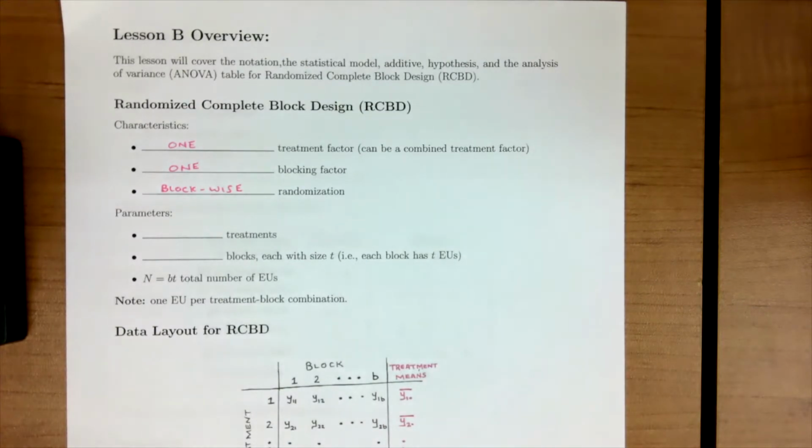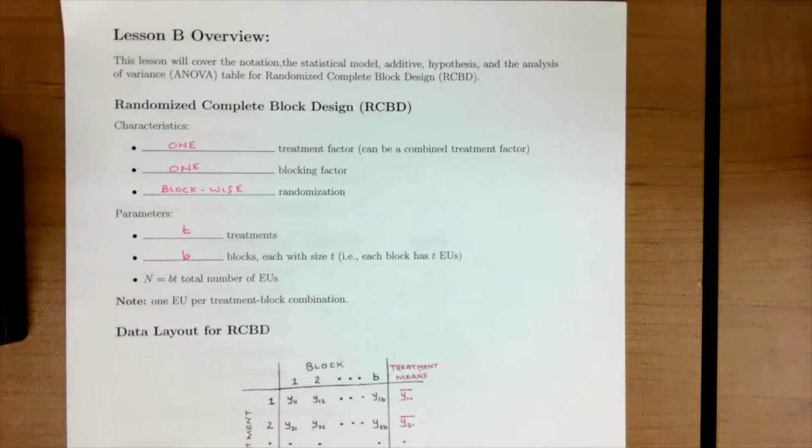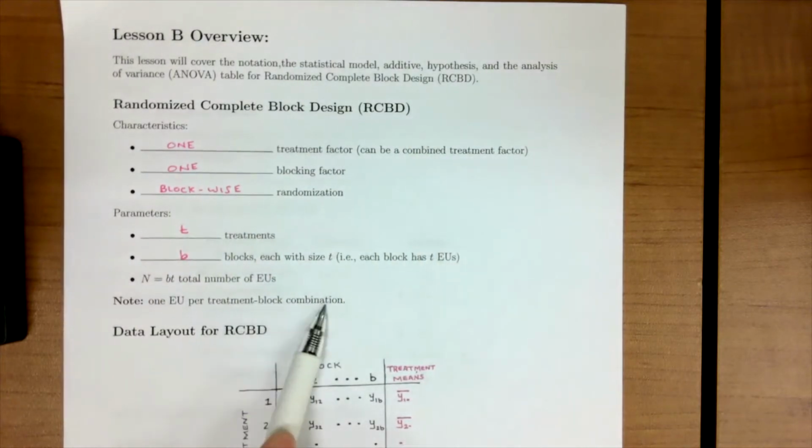plot. Our parameters are little t for treatment and little b for block, where in each block we have t treatments. This should make sense from lesson 3A, where we were saying that each treatment only appears in each block once. Our total number of experimental units will be b times t. Again, for a randomized complete block design, we only have one EU per treatment-block combo. Foreshadowing next week, we will be able to have more.